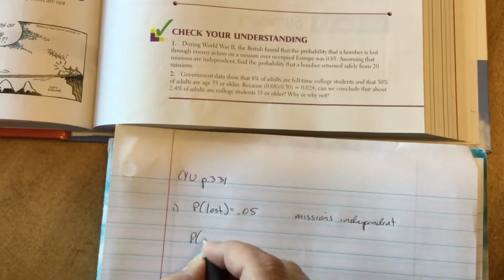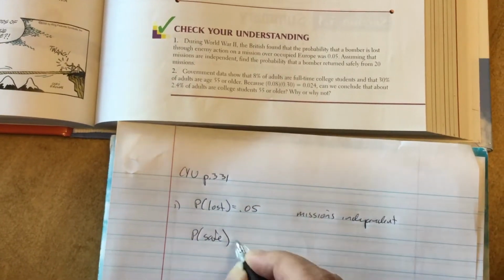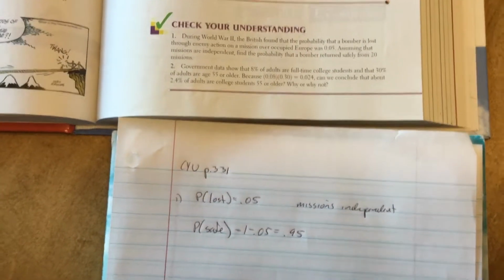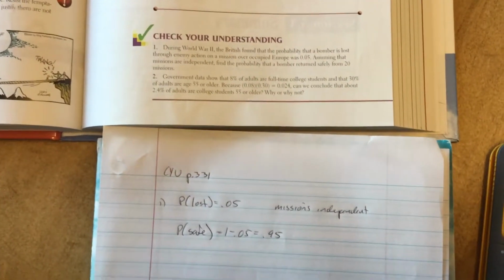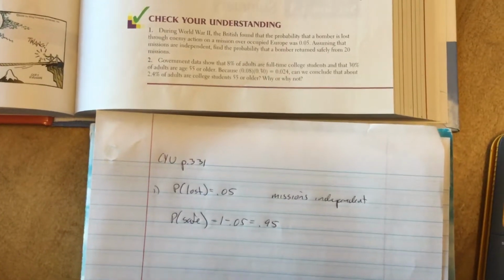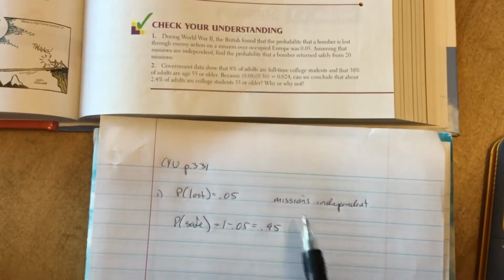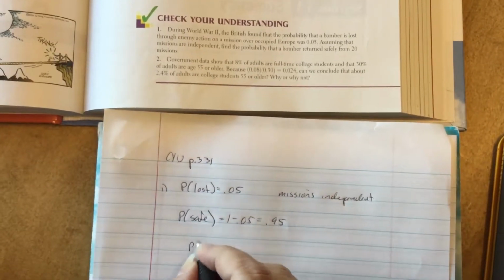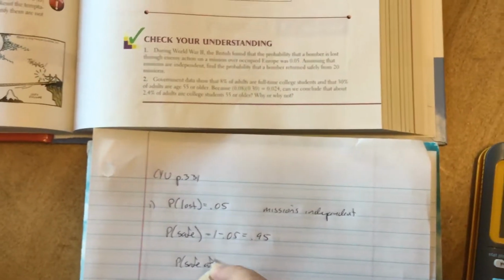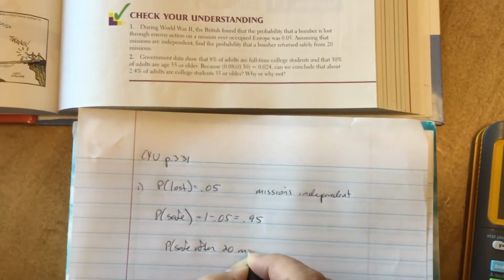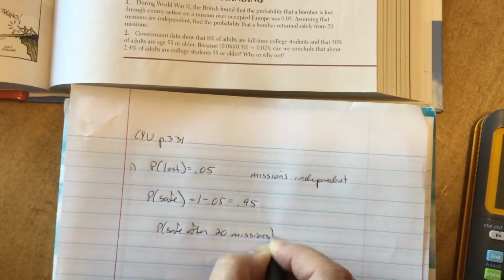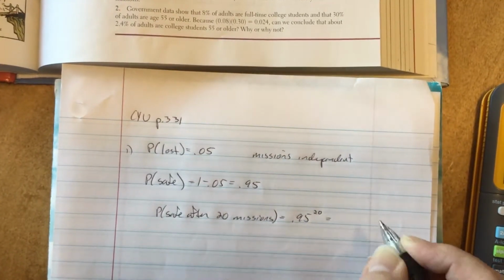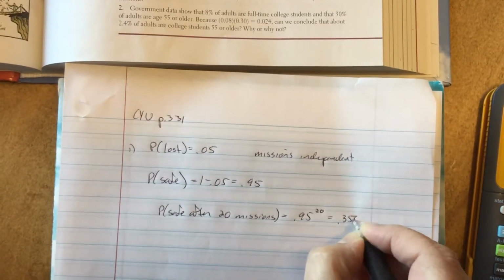Okay, first we have to find the probability that a bomber was safe. Well, that's just the complement of him being lost. So the probability that a bomber was safe, returned safely, is 95%, or 0.95. So after 20 missions, since they're all independent, all we have to do is, probability safe after 20 missions is 0.95 to the 20th power. Throwing that in the calculator, it's 0.3585.